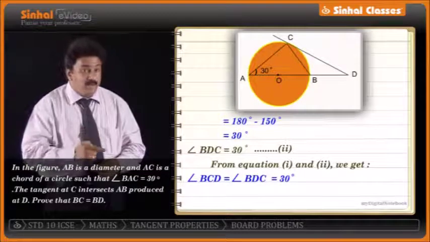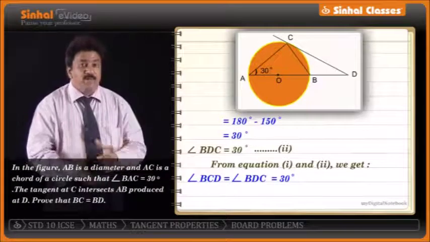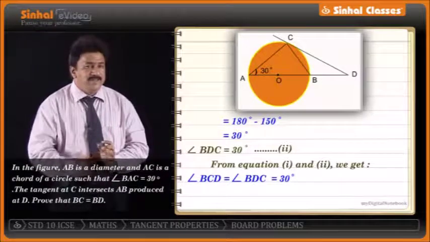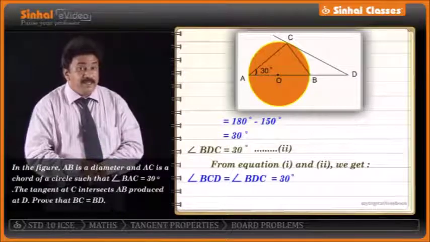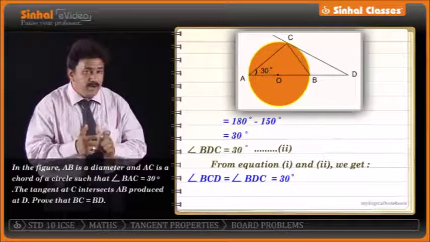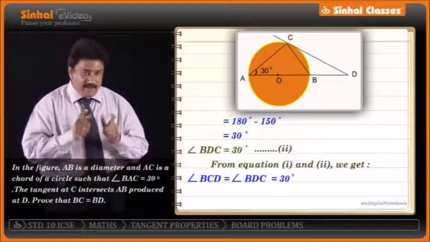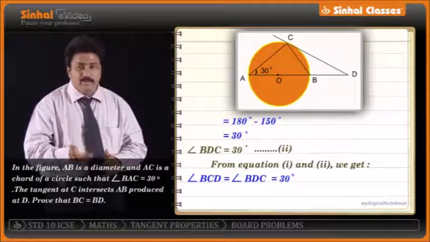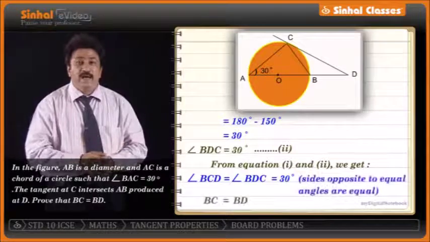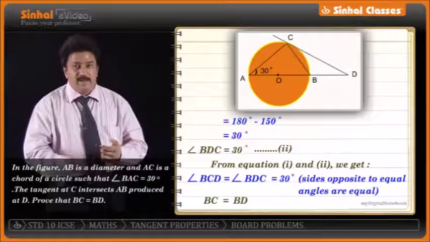Now in this triangle, look carefully: angle BCD is 30 degrees and angle BDC is also 30 degrees. So the base angles are equal. Therefore this triangle is an isosceles triangle. We conclude that triangle BCD is isosceles, therefore BC is equal to BD, sides of the isosceles triangle. And the sum gets over.